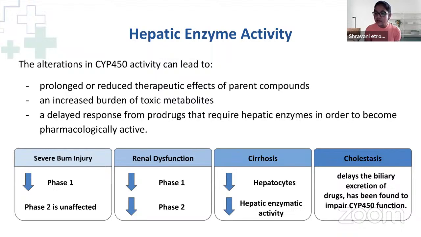And next comes cholestasis. Delayed biliary excretion of drugs has been found to impair cytochrome P450 function. So hepatic enzyme function will be affected differently in critically ill patients, and there is also a decrease of phase one and phase two reactions.